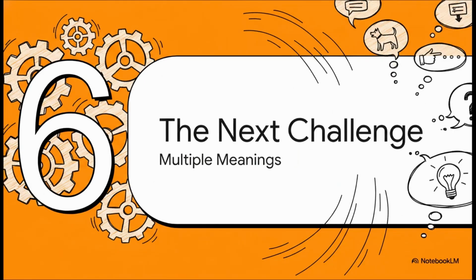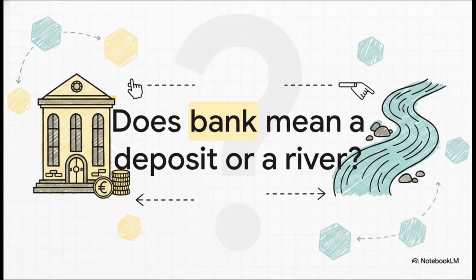Which brings us to the next challenge. We've seen how perfectly this mechanism captures one specific context, but honestly, human language is almost never that simple. So I want to leave you with one final kind of provocative thought here. What happens when a single word carries more than one meaning? Take the word "bank," right? In one sentence, it reaches toward "deposit," like a financial institution, but in another, it reaches toward "river," a completely different concept. Same exact word, totally different world.